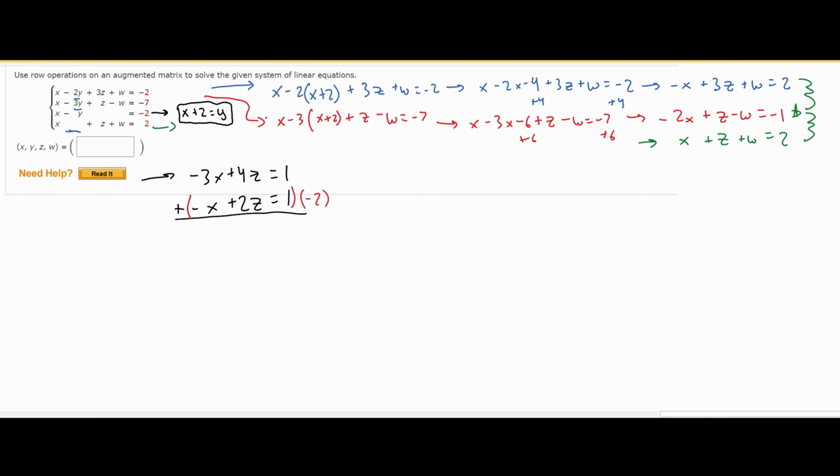So we're going to multiply everything by a negative 2. And if we do this, the top is going to remain the same. The only thing that's changing is the bottom. We are going to have a 2x minus a 4z is equal to negative 2. So we can add these together. We are going to get a negative x. Our z's are going to cancel out, and this is equal to a negative 1. Well, the negatives can cancel out, so our x is equal to 1.